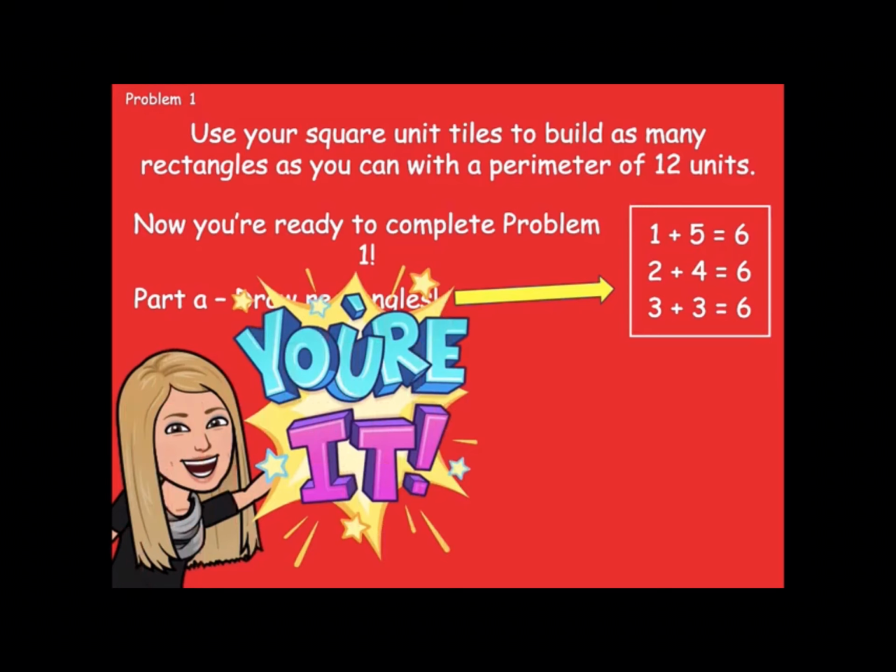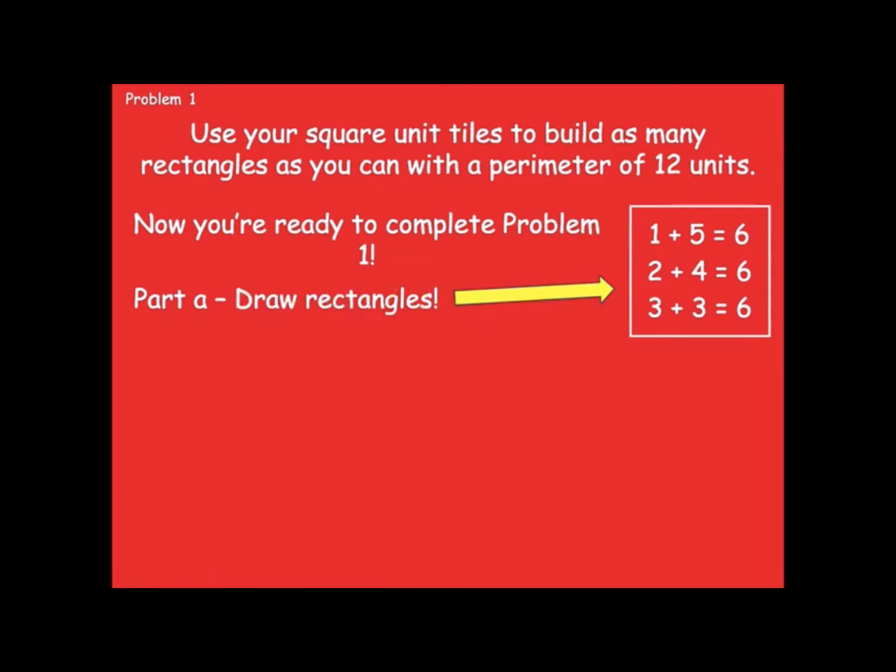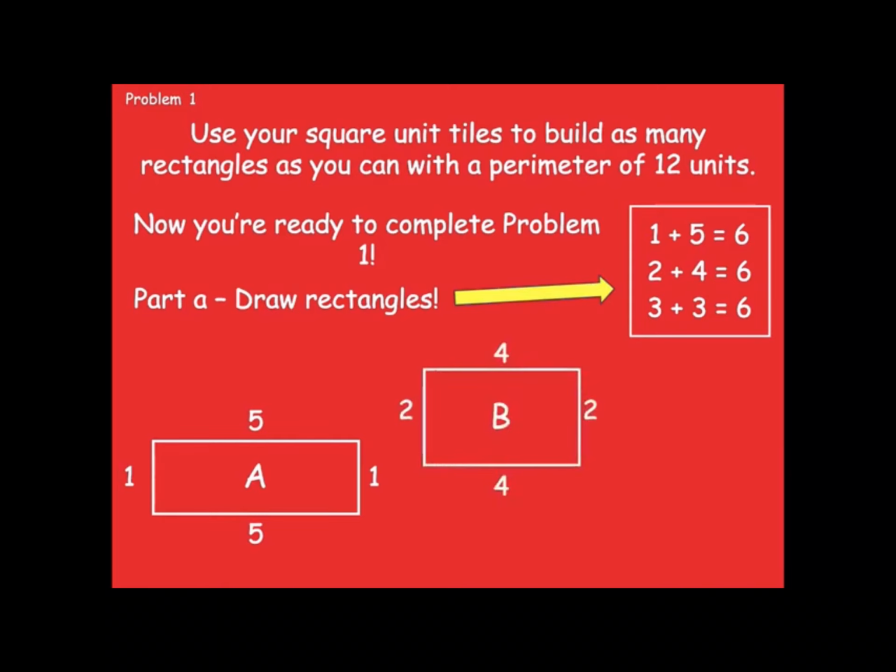Okay, so pause the video, draw those 3 rectangles and label the side lengths, and then click play when you're ready to go over it together. All right, friends, pause if you need more time. Okay, so here's our rectangles, right? I'm going to label them A, B, and C because that'll help us with the other parts. So if you haven't done that, do a quick pause and label your 1 by 5 rectangle A, your 2 by 4 B, and your 3 by 3 C.